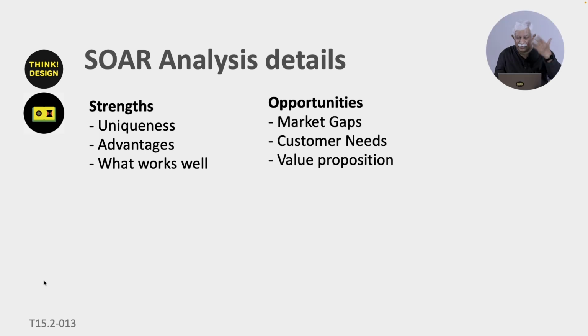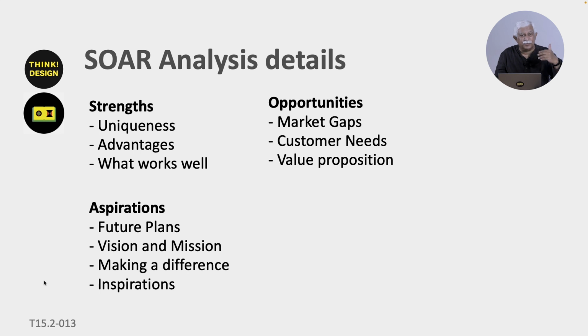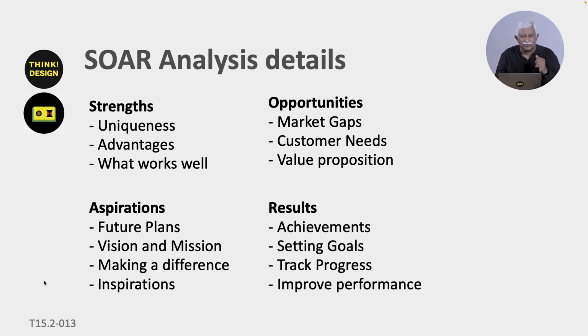Strengths and opportunities are the same as SWOT analysis. Aspirations, which has to do with future plans, vision and mission, making a difference, and inspirations. And results are achievements, setting goals, tracking progress across a period of time and improving performance. Right. So, these are again simple points, again put together in a 2x2 matrix with 4 quadrants, will be excellent for you to compare different features of your organization as well as analyze it.